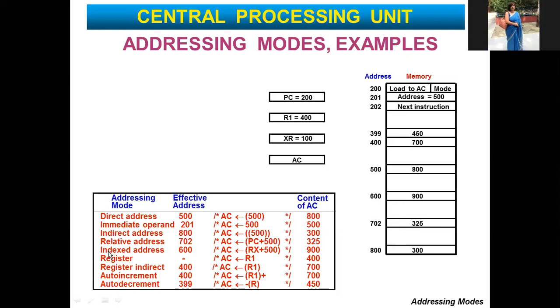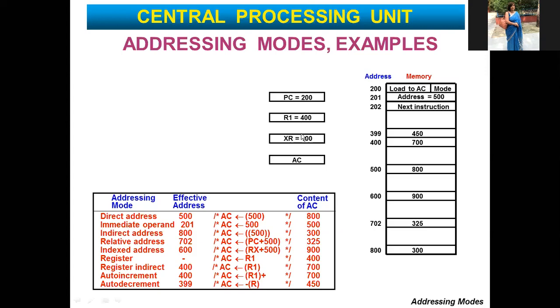Now we switch to the next addressing mode. It is indexed addressing mode. Again, we have to go by its definition. Indexed addressing mode says that the contents of the index register are added to the address part of the instruction to find out the value of the effective address.